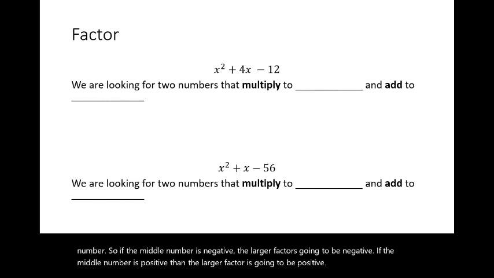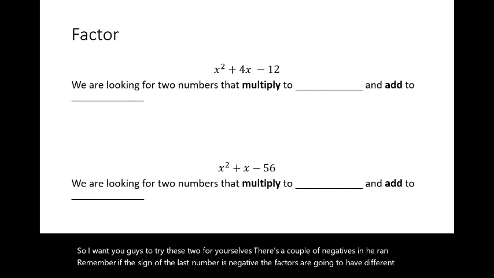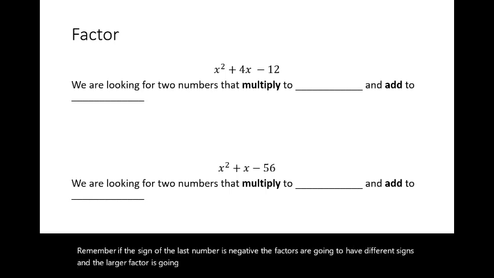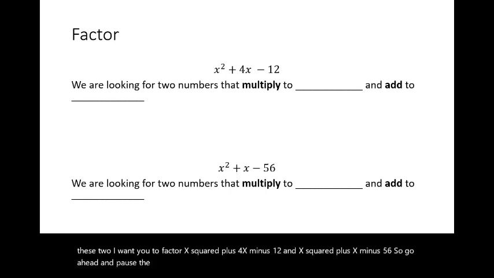So I want you guys to try these two for yourselves. There's a couple of negatives in here, and remember, if the sign of the last number is negative, the factors are going to have different signs, and the larger factor is going to take the sign of the middle number. I want you to factor x squared plus 4x minus 12 and x squared plus x minus 56. So go ahead and pause the video and resume when you are done working and ready to check your answer.